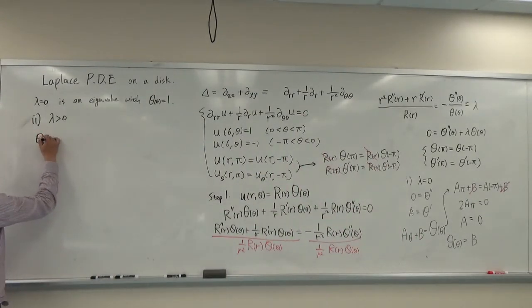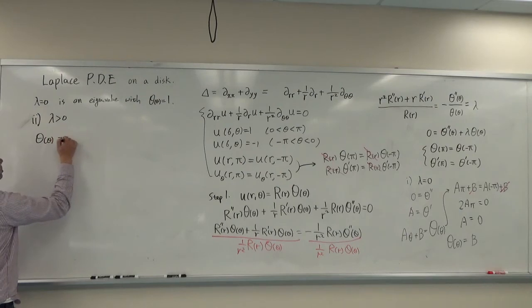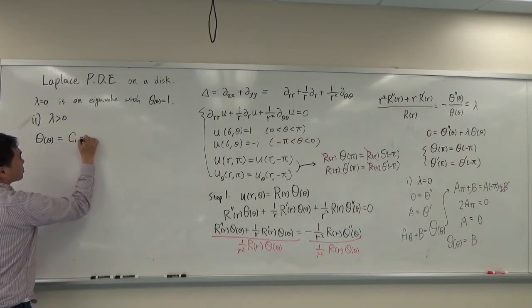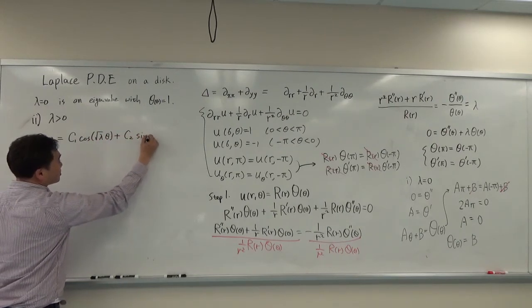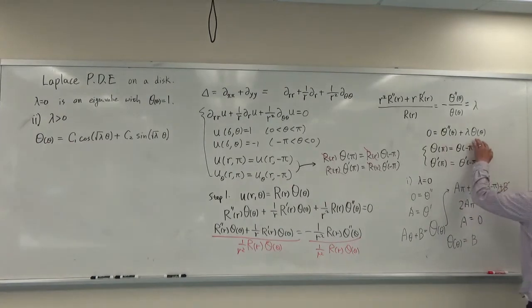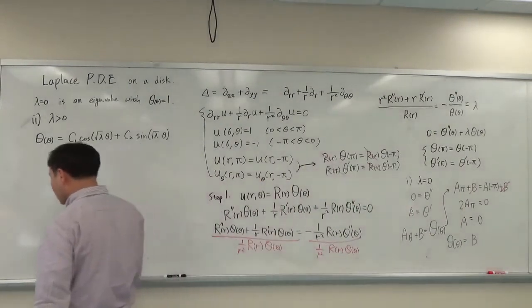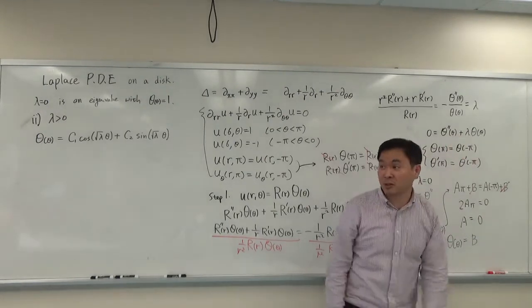It's theta of theta must equal C1 cosine square root lambda theta plus C2 sine square root lambda theta, okay? So if lambda is positive, then this equation gives you cosine and sine, right? If there's a minus in front of lambda and still lambda is positive, then it gives you the cosine hyperbolic and sine hyperbolic that we just did, right? It's the same deal here, okay? So you're going to get the sine and cosine because it's plus. If this is plus, it's the cosine and sine. If this is minus, it's cosine hyperbolic and sine hyperbolic. Okay. So we have that.